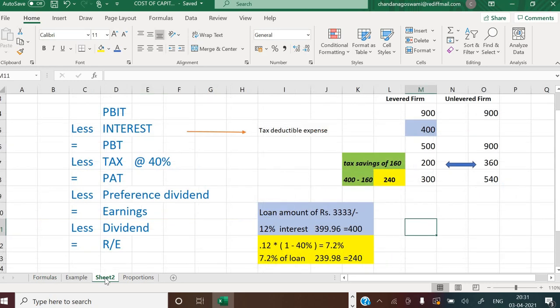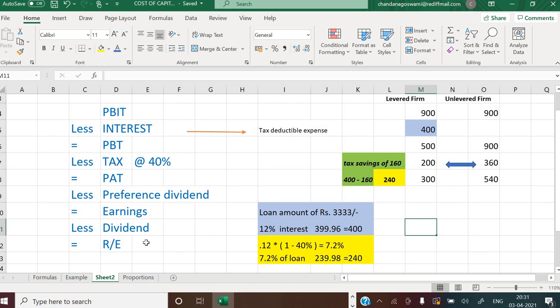Have a look at this. We have profit before interest and tax. We know that from here we can deduct interest because it is a tax deductible expense. That leaves us with profit before tax. So if I remove the tax component, then I am left with profit after tax. From here we pay preference dividends, and what is left after paying preference dividend is known as earnings. From here we give out dividends and the balance that is left is known as retained earnings.